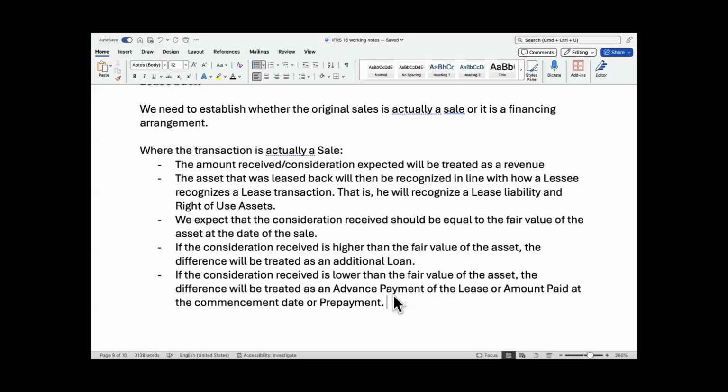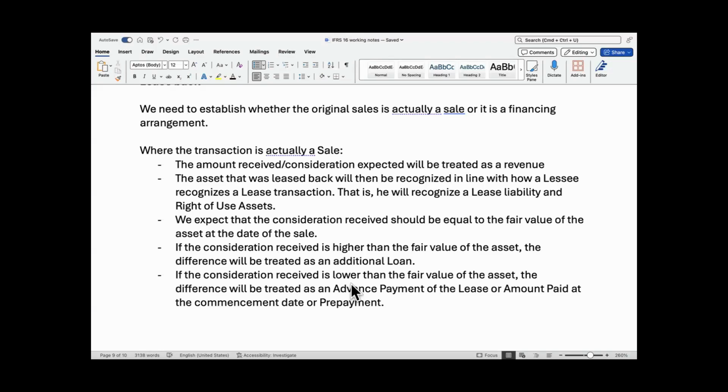So, if the consideration received is lower than the fair value of the asset, it means that you sold an asset, you know that the selling price of this asset is 10 naira, and you decided to collect 7 naira.